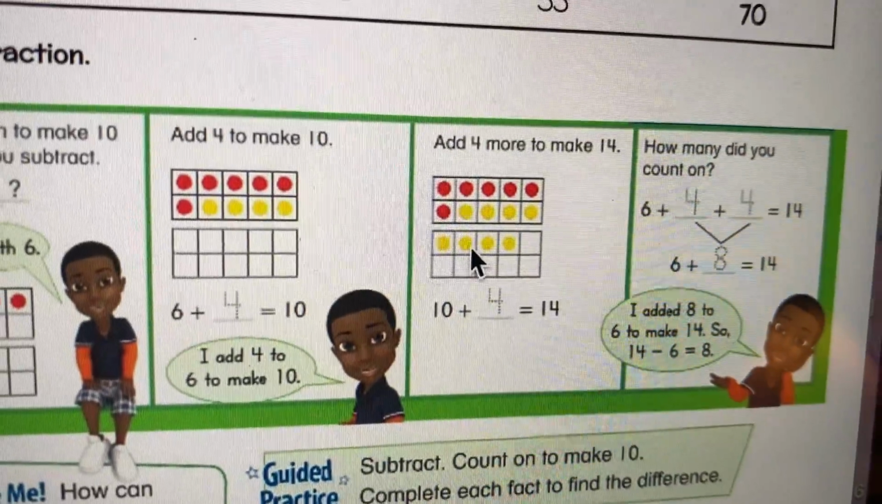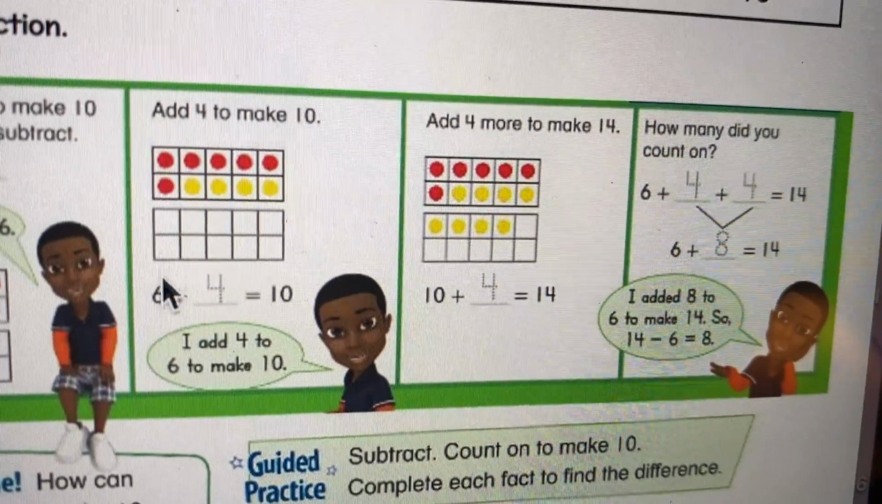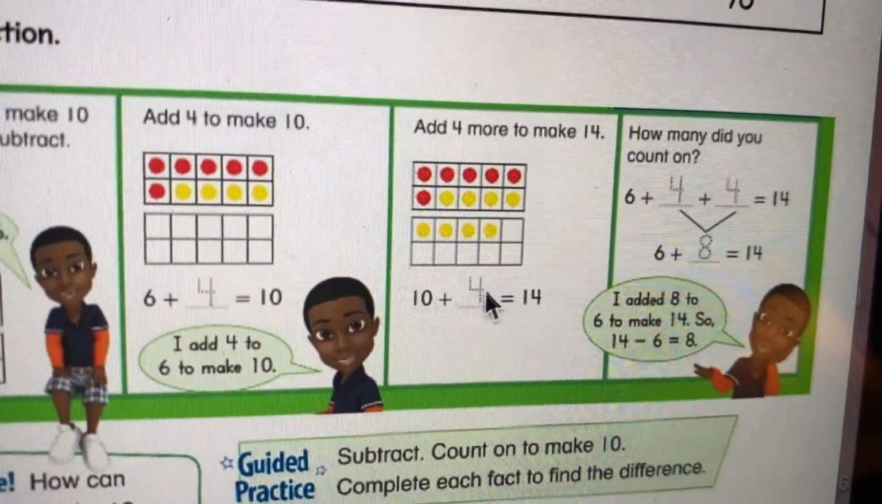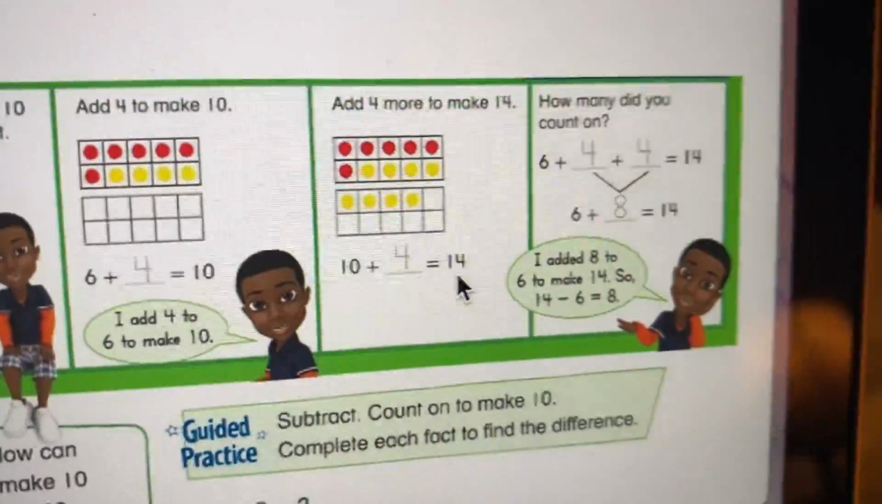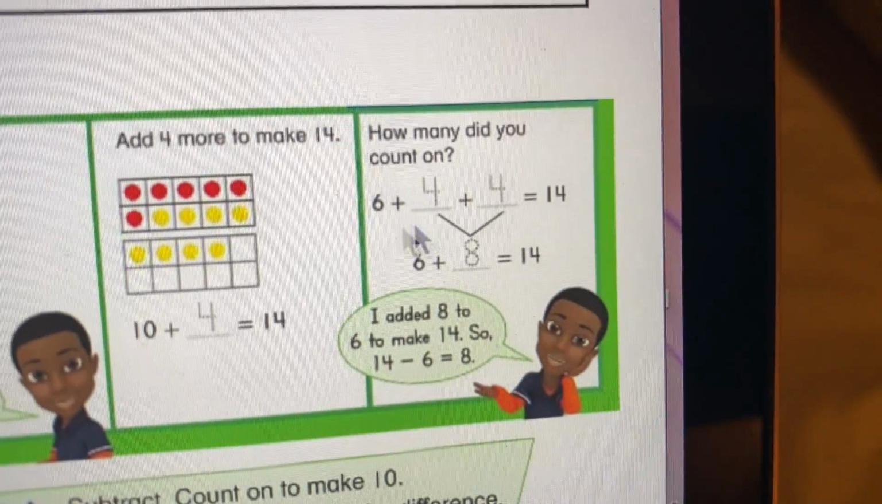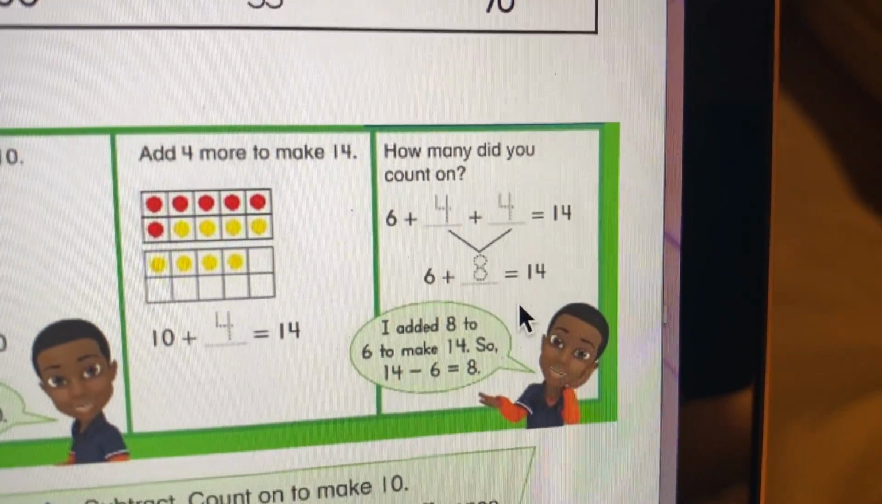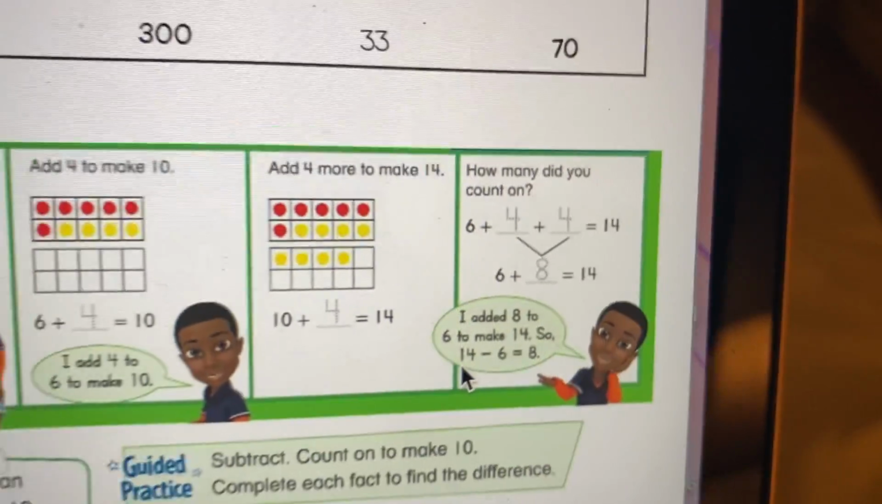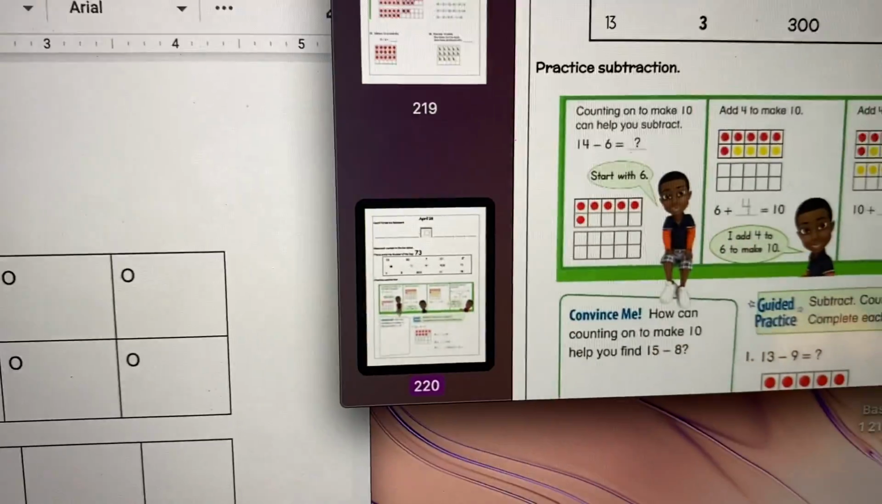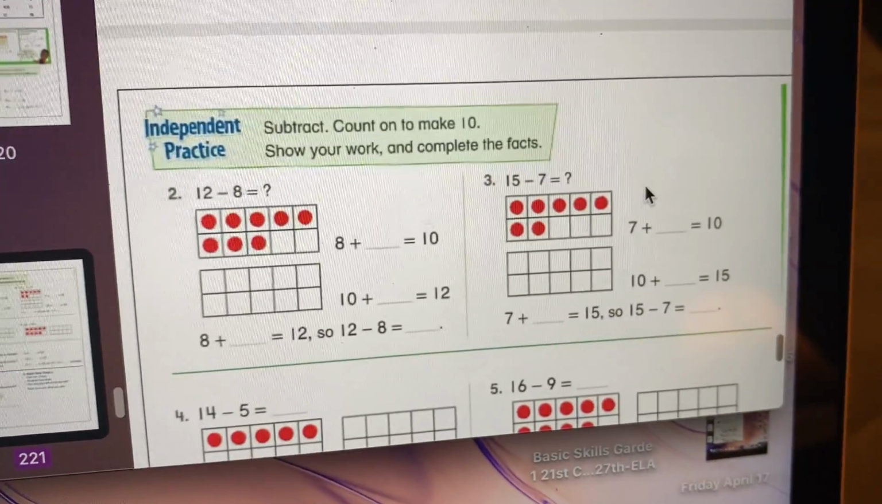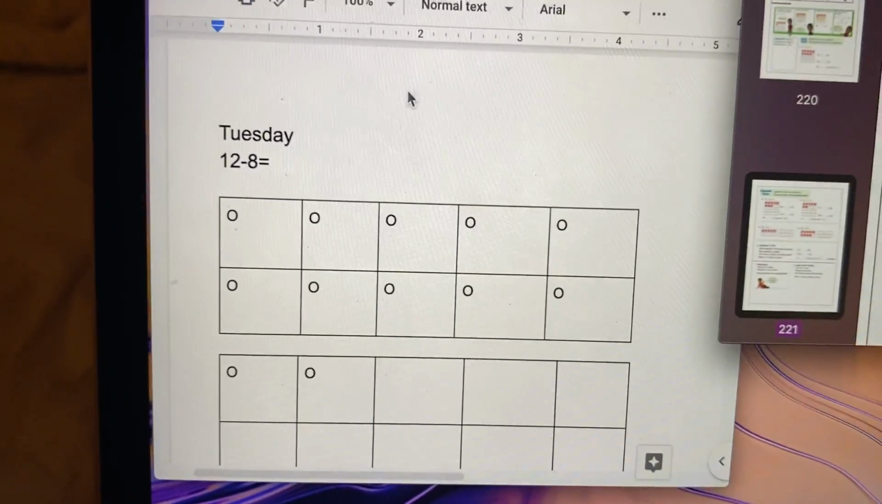But we didn't only add 4. We added 4 to 6 to get our 10, and then 4 more to 10 to get to 14. So altogether, we added 8. So 6 plus 8 equals 14, which means 14 minus 6 equals 8. So we are going to do another example together. It is number 2 in your packet, 12 minus 8.